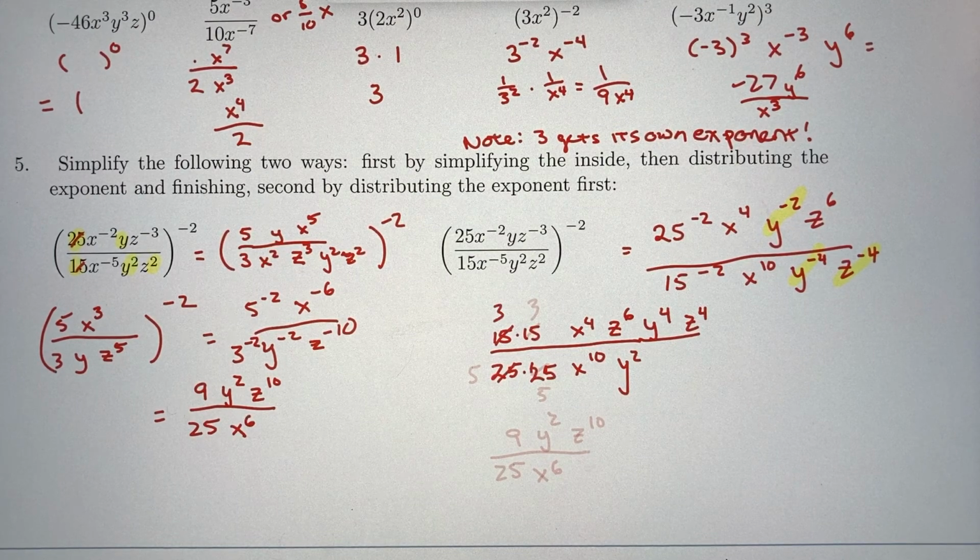Let's see. So 9. Let's see, what about the x's? There's 6 more x's on the bottom. So we'll do 5 times 5, x to the 6, 4 minus 10 is negative 6. Let's see, y's, there's 2 extra y's on top. And how many z's? Z to the 10. Okay, oh, it's the same answer. It's painful either way.